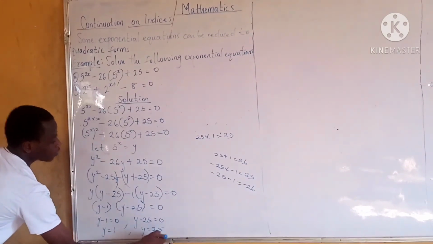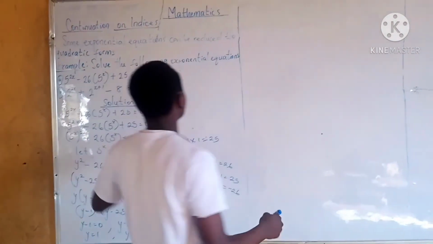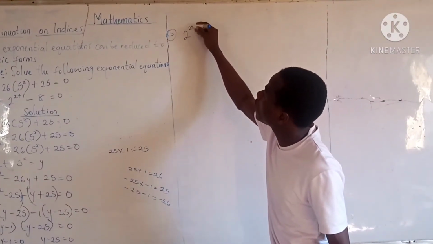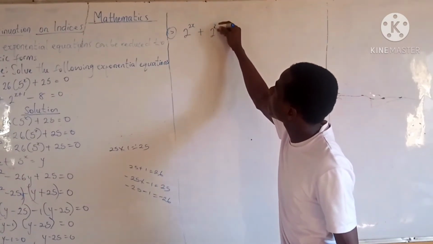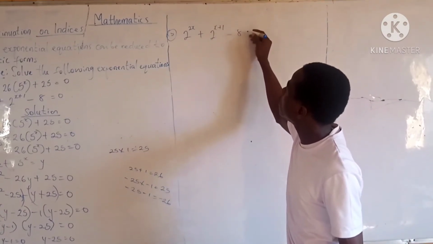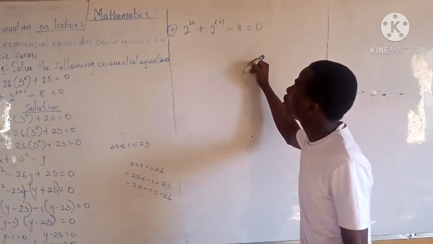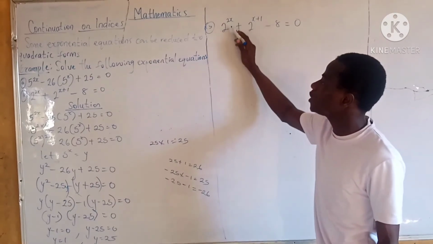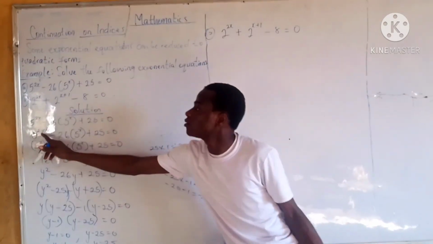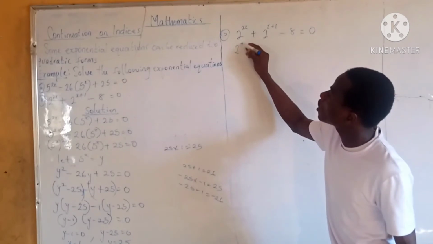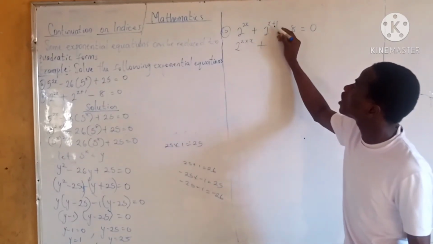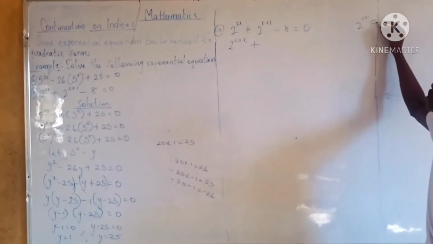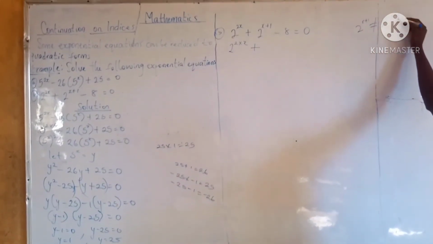Then for the next question, question number 2, it says 2 raised to the power 2x plus 2 raised to the power x plus 1 minus 8 equals 0. We can see we have 2 raised to the power x plus 1, and here we have 2 raised to the power 2x. We can split this the same way as before, 2 raised to the power 2 times x. For the plus 1 term, you can't say 2 raised to the power x plus 1 is equal to 2 raised to the power x times 1. No, it's wrong.